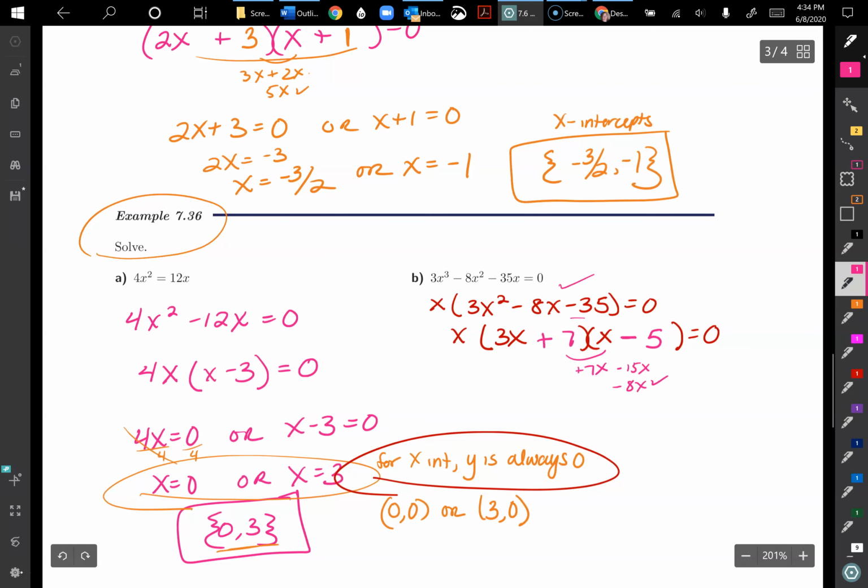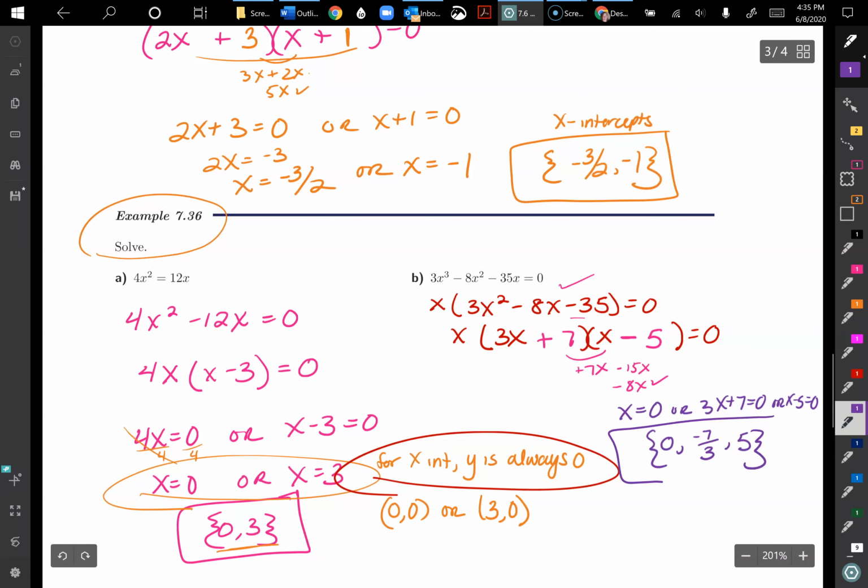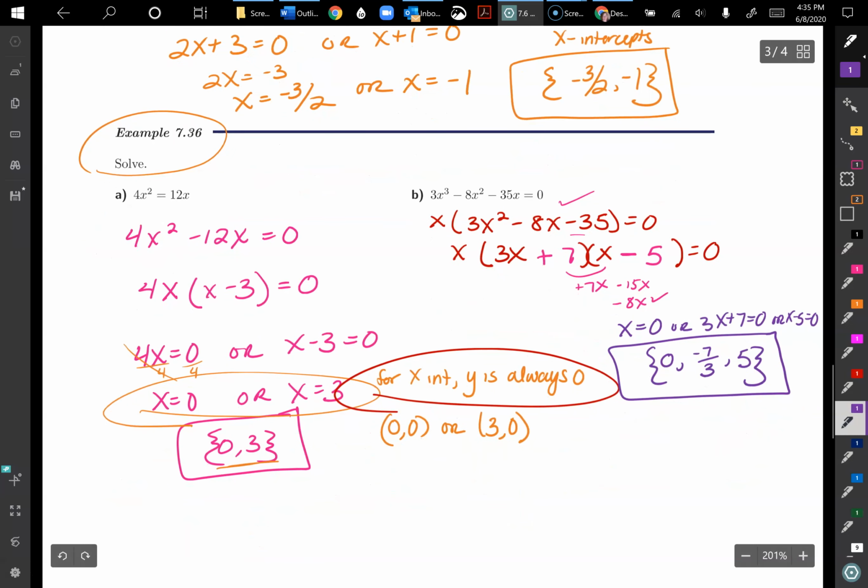So that's good. Then I'm going to set each factor equal to 0. Don't forget about the x. You've got to bring that down. x equals 0, or 3x plus 7 equals 0, or x minus 5 equals 0. So our answers would be 0, negative 7 over 3, or 5. Those are getting a little trickier. So if you do, in your MyOpenMath, you have video tutorials to help you with that.